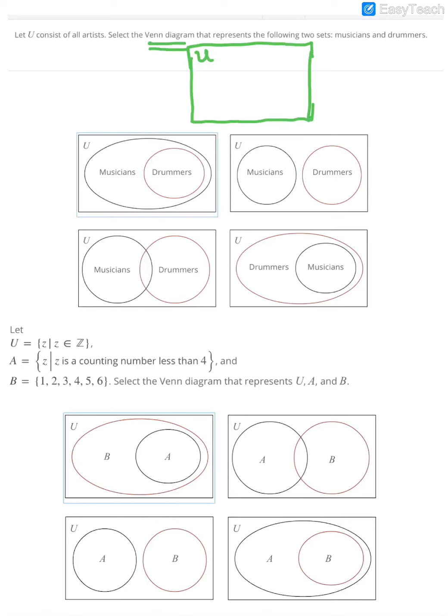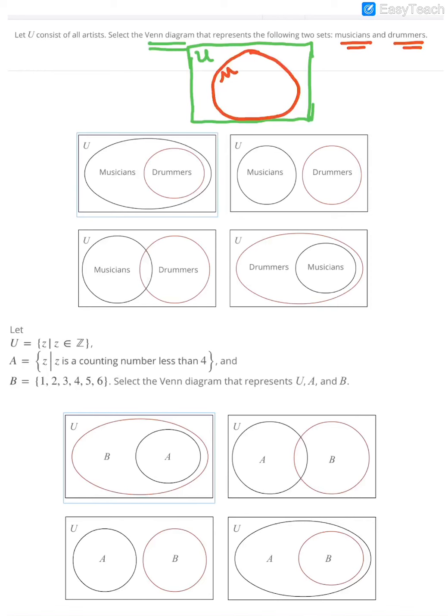Then they're asking us to select the Venn diagram that represents the following two sets. We have musicians and we have drummers. You have to think about, is there any relationship between the two, or are they two totally separate sets? When I think about musicians, I think about people that play the piano, the guitar, and even the drums. So if we think of musicians as one particular set, I'm just going to put an M for musicians, then I listed drummers as part of that set.